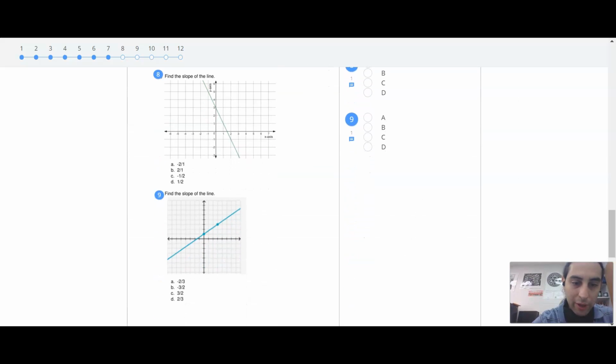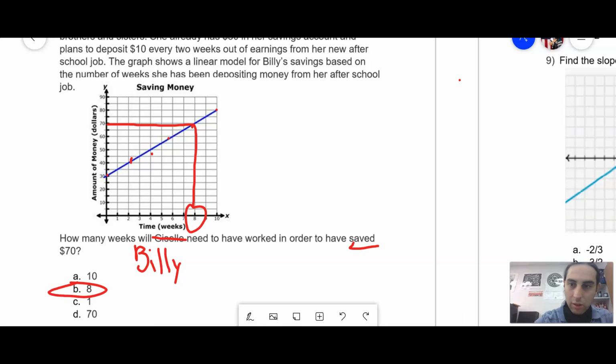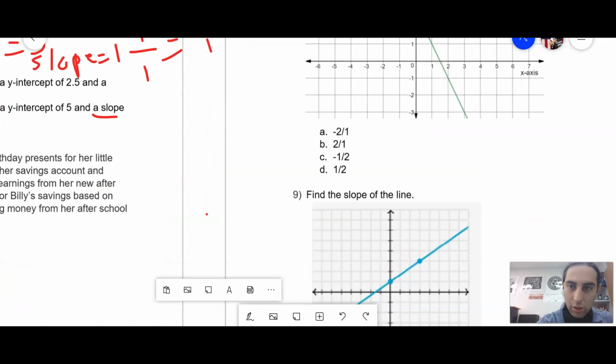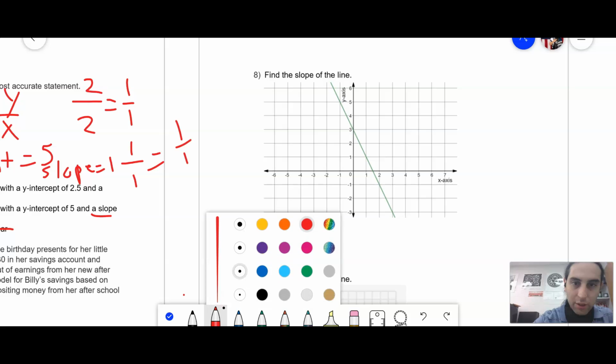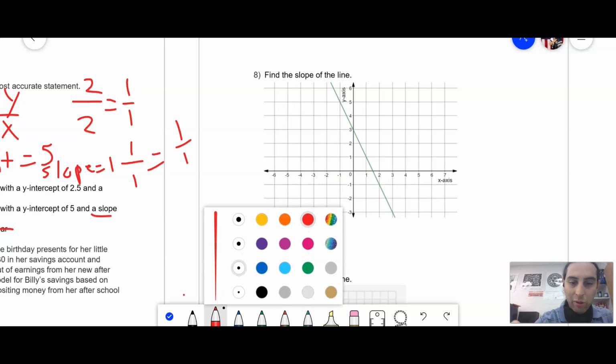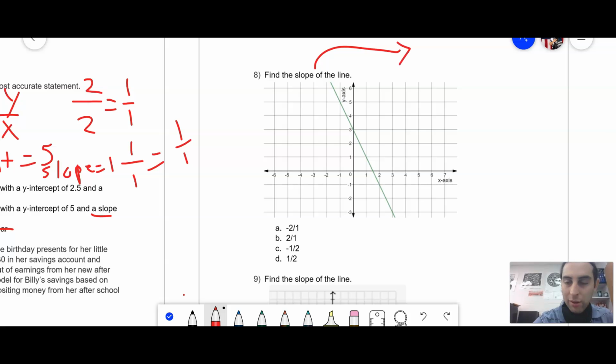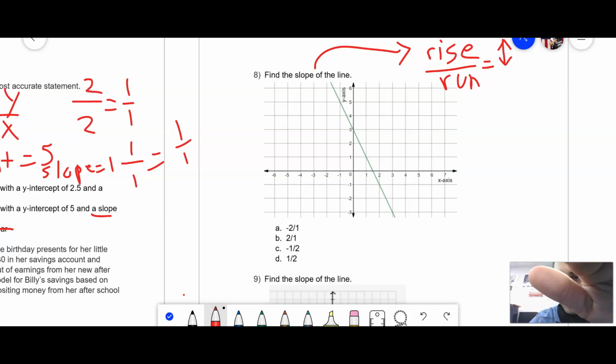All right, let's try number 8. So find the slope of the line. Now please remember, slope on a graph is rise over run. And remember, a rise is up and down, which is y, over run, which is left and right, over x.